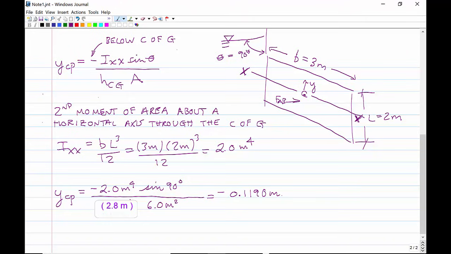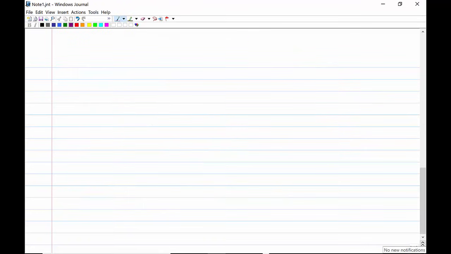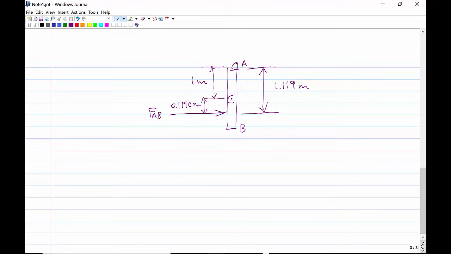So just to be clear, let me go to the next page and just make a little drawing. I'm going to draw the gate again here because the question asks to locate that force. So here's the hinge. So the force AB acts at 1.119 meters from hinge A. And that answers part C.